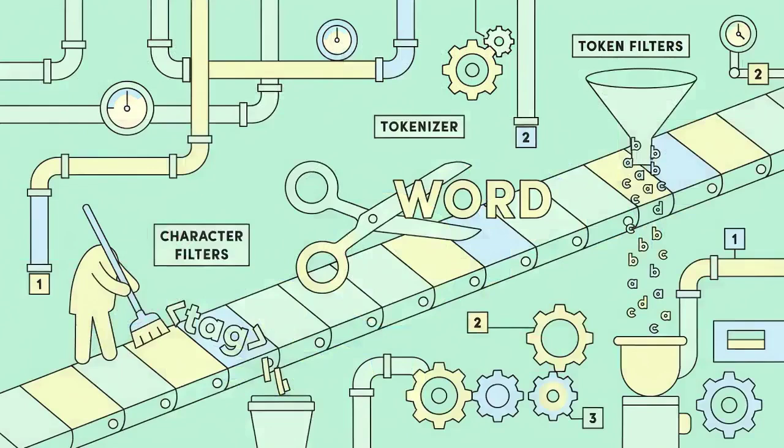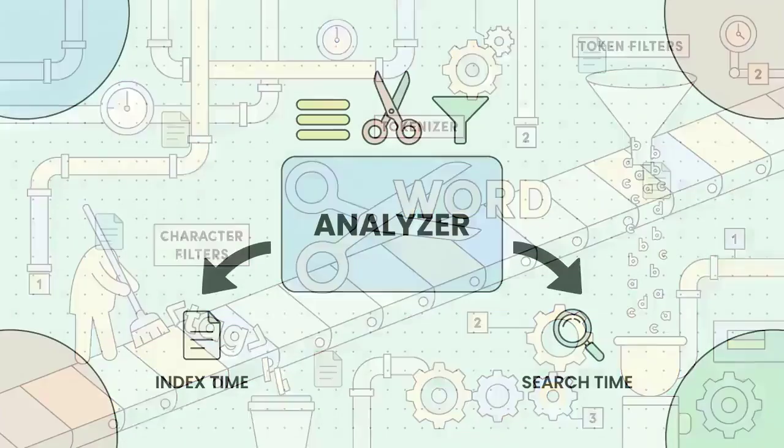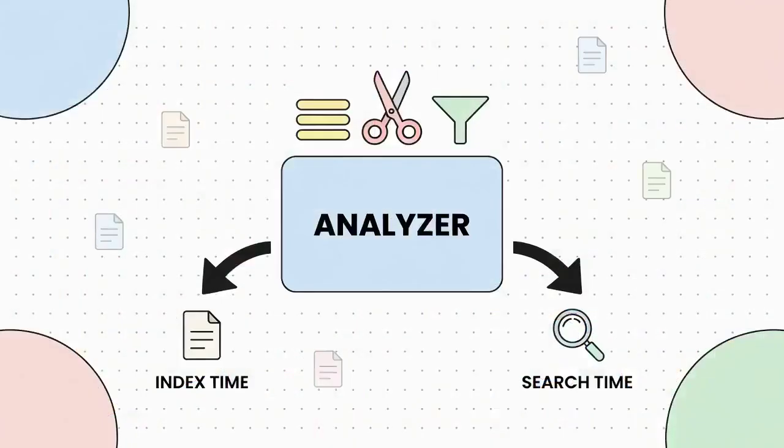Character filters clean the raw input, stripping HTML or substituting characters. The tokenizer slices the clean text into tokens. Token filters then refine each token through lowercasing, stop word removal, and stemming. An analyzer is a reusable bundle of these three components, applied at both index time and search time. The same analyzer on both sides is what makes matching actually work.